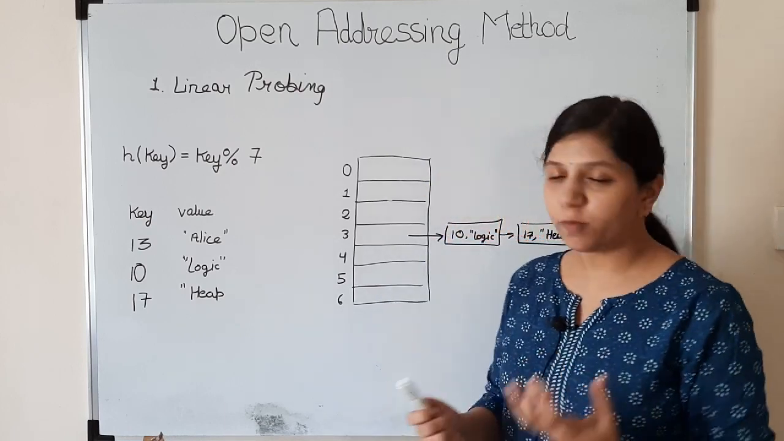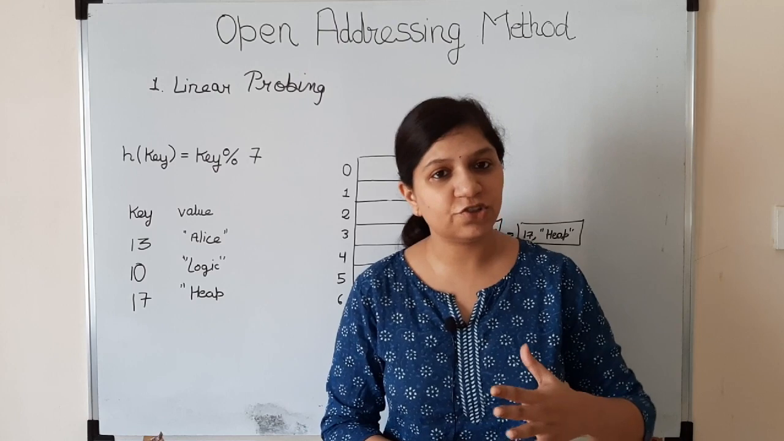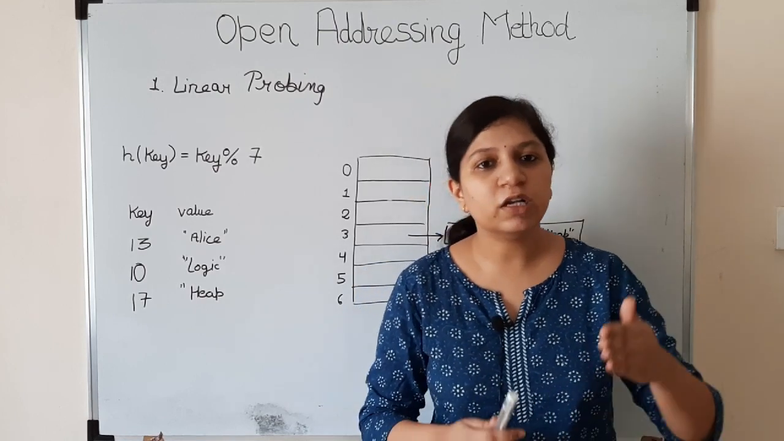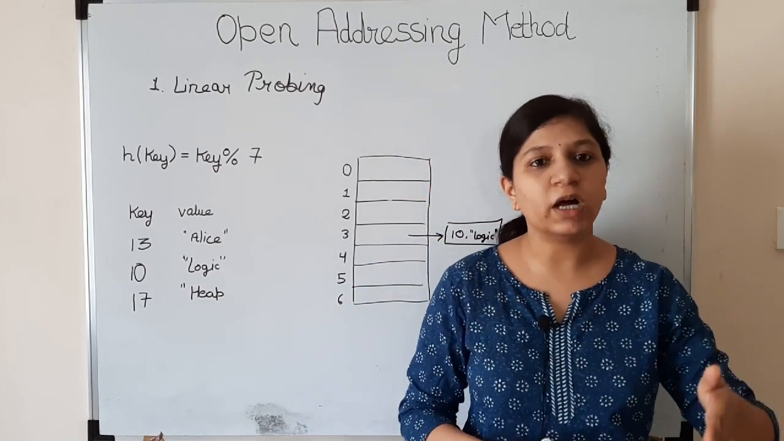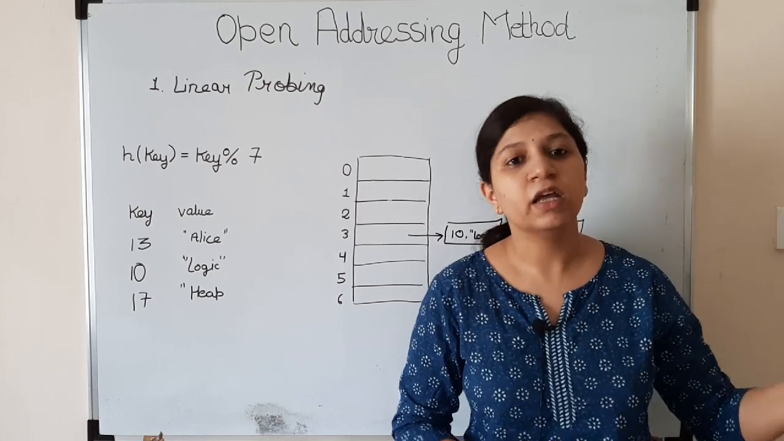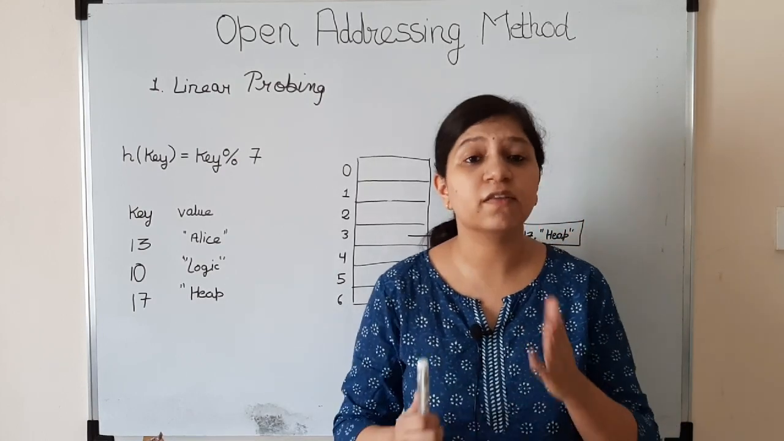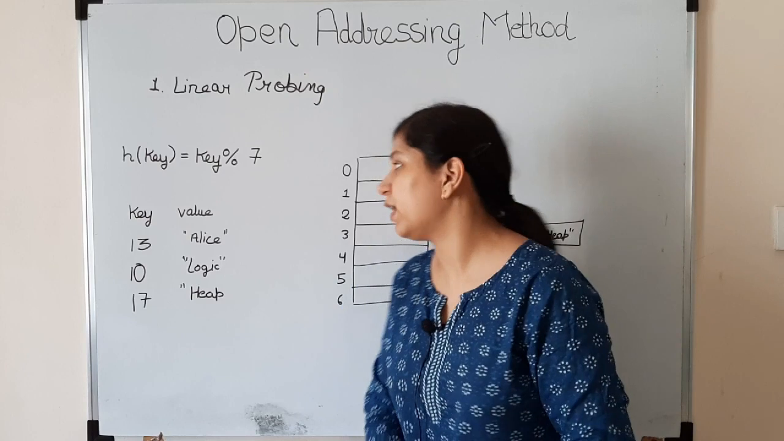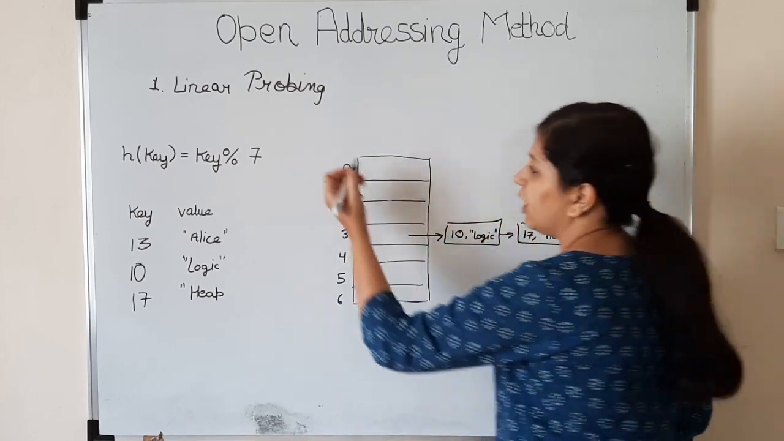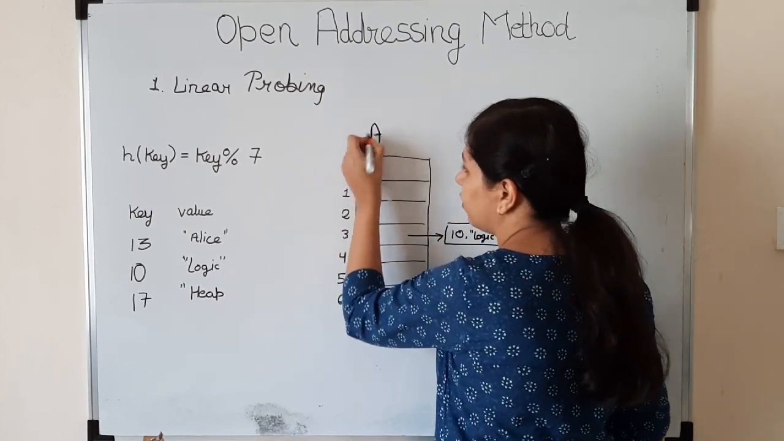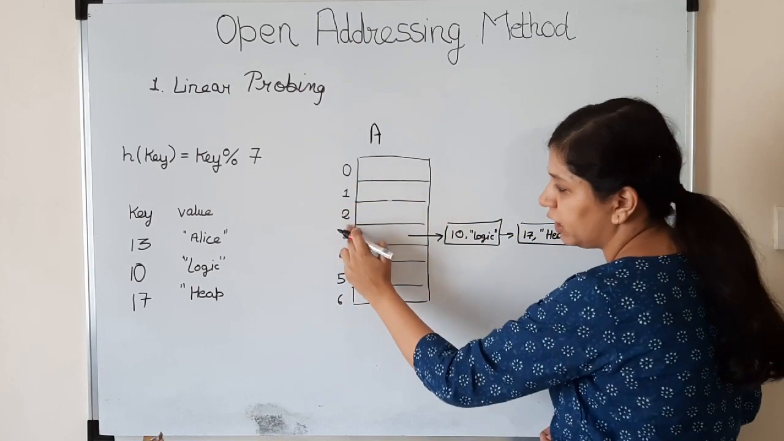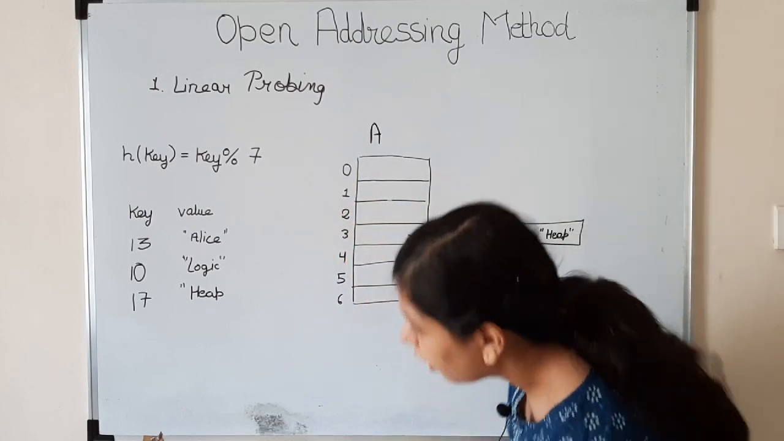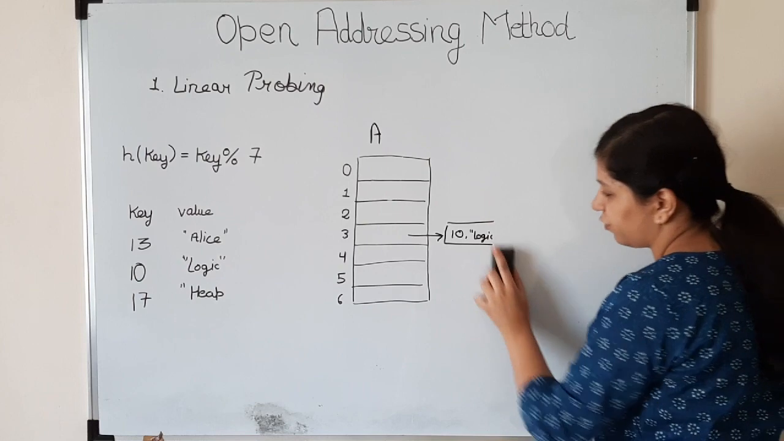Probe, you know, probe means check. When you are checking linearly, one after the other, in your hash table, this is linear probing. What I mean to say is, let's name this hash table as A. So this is A0, A1, A2, right? And now you know we are not going to create extra space.